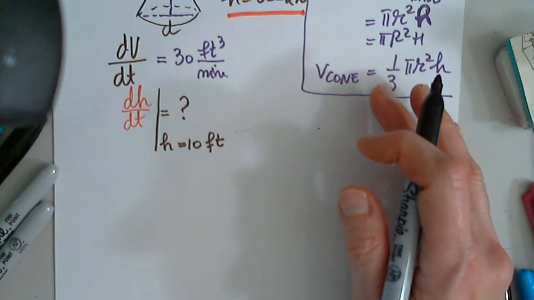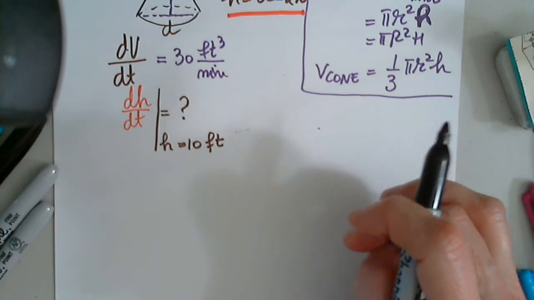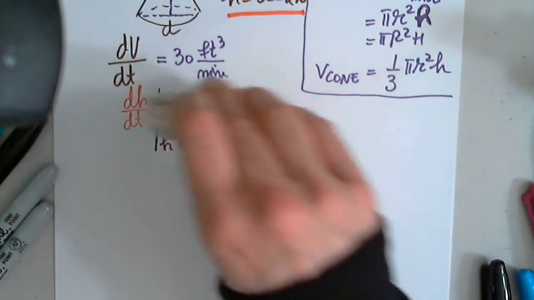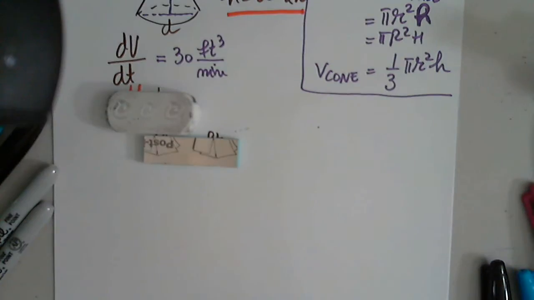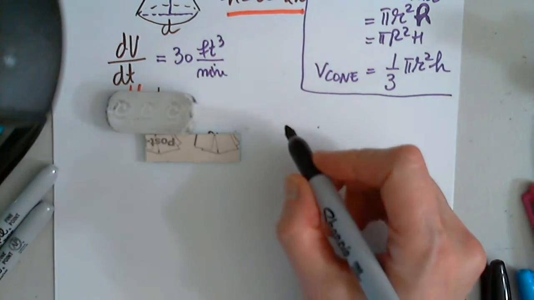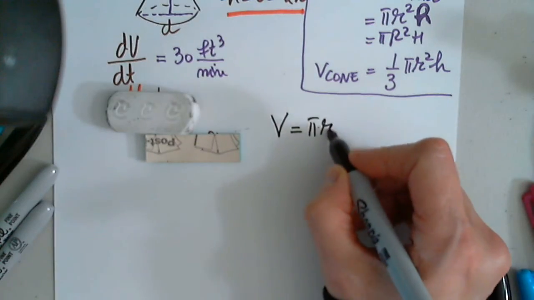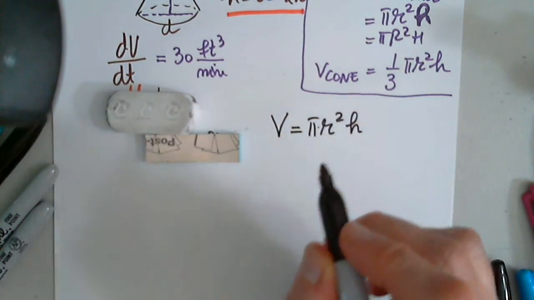So, no. So where is the starting point? The starting point is with what I have. What do I have? You have the change in volume with respect to time. So my starting point must be the volume. So then the volume must be pi r squared h.